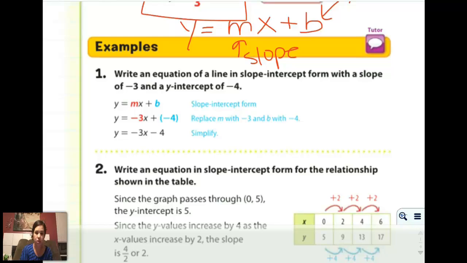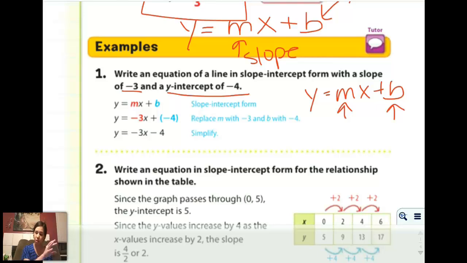They say write an equation in slope-intercept form with a slope of -3 and a y-intercept of -4. So really, all we need to do is plug it in. We know that the format is y equals mx plus b, where m is my slope and b is my y-intercept. So I'm going to get the numbers that they gave me and plug them into my equation. The slope, they said, is -3 and the y-intercept is -4. Therefore, my final equation is y equals -3x plus b, which is what they also had, plus b now, -4, because my y-intercept is -4.